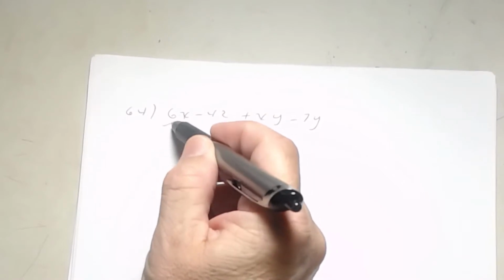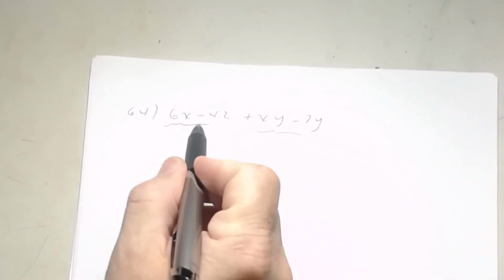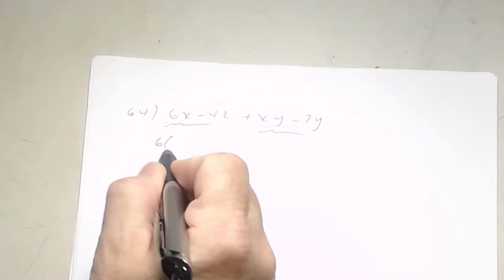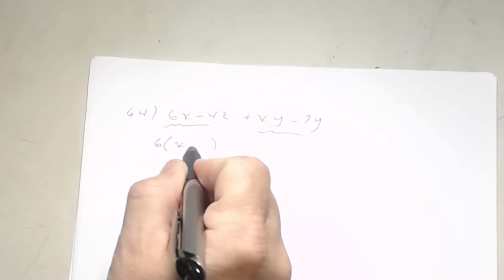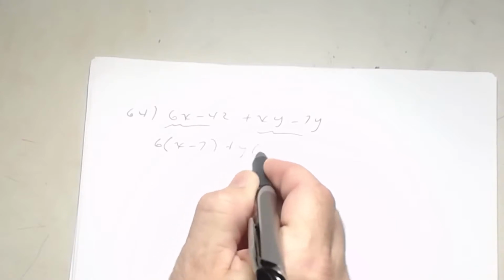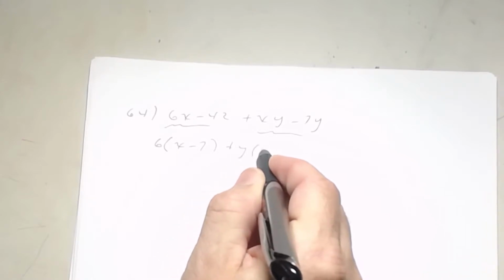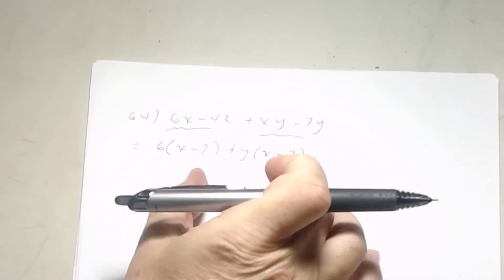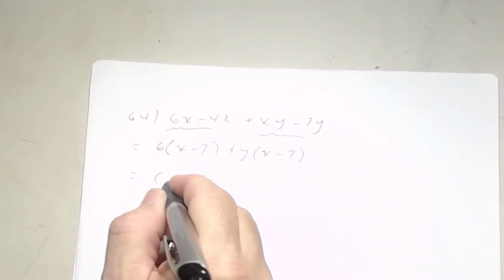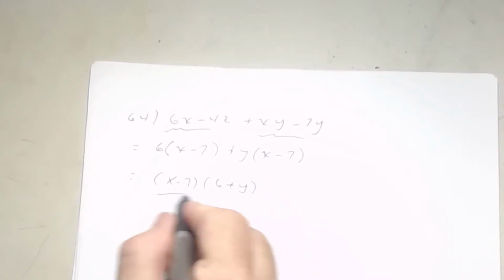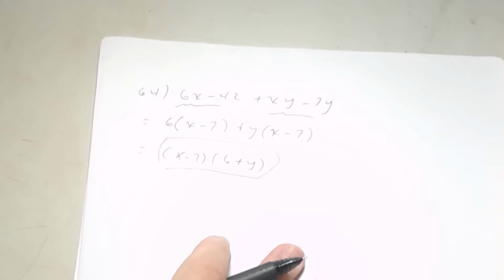So then there are 4 terms. We're going to factor by grouping. Try the first 2, the last 2. From the first group, what can I factor out? 6 times x minus 7. Okay. From the second group, what can I factor out? A y. Plus y times what? X minus 7. And so now these two are the same, so that's a good sign. So what's the answer? X minus 7 multiplied by 6 plus y.